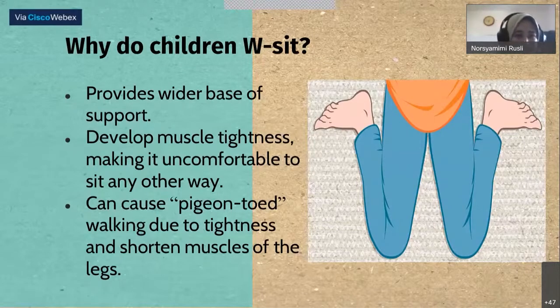Okay, so why we do not want children to W sit is because it can also cause pigeon-toed walking due to tightness and shortened muscles of the leg. Okay, which can impact on the child's ability in gross motor skills as well, such as activities like jumping, running, climbing, or riding a bike.